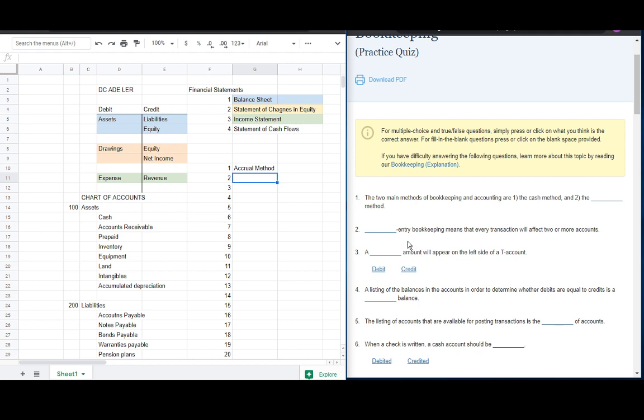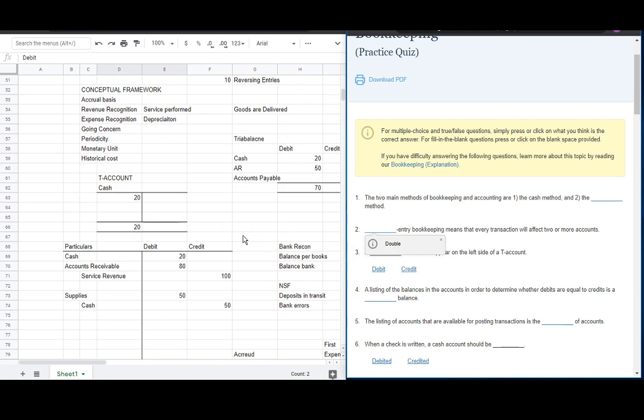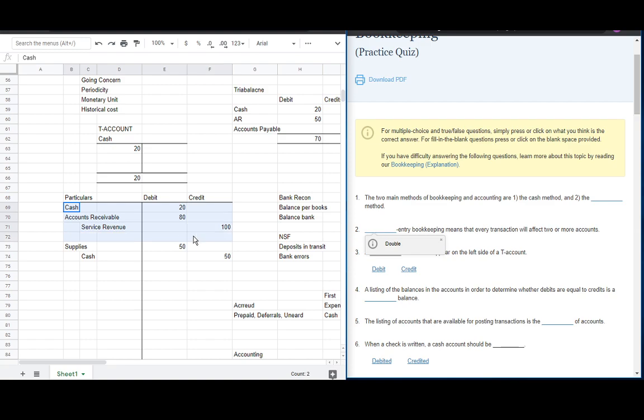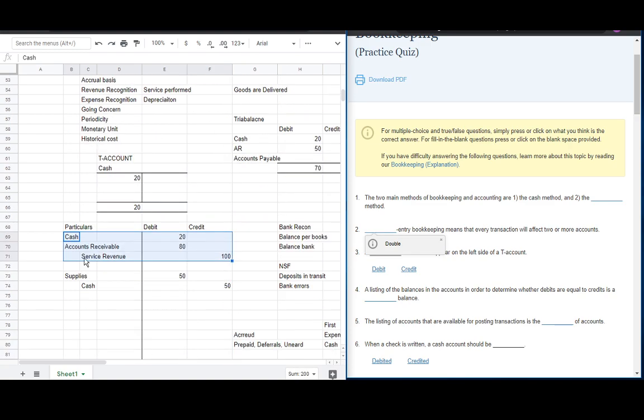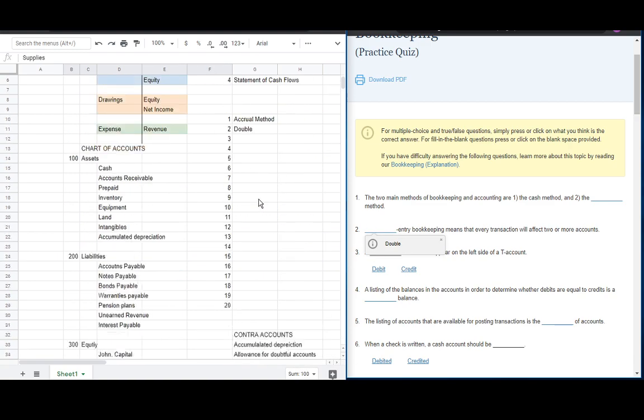So number 2, the double entry bookkeeping means that every transaction will affect two or more accounts. Again, this is the mapping system, the debit and a credit, the double entry bookkeeping. So pwede siya maging 2 or more. Example, 2 or more accounts. Minsan 2. Bawal siya maging 1.